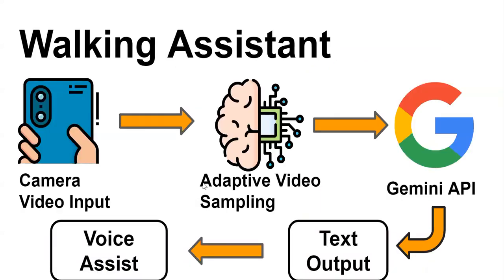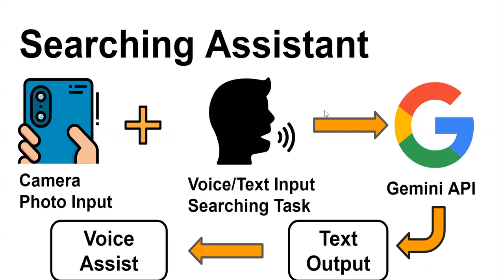For walking assistant, it will take in video as its input, and will use adaptive video sampling to process the video and then pass it to the Gemini API. After we get the text from the Gemini API, we'll further transform it into voice format. For searching assistant, it will take one more input, voice or text input, for its searching task.